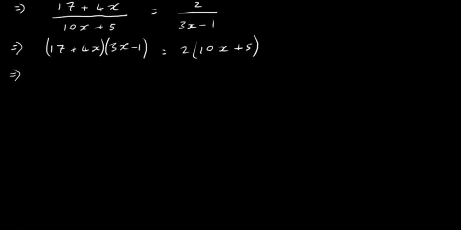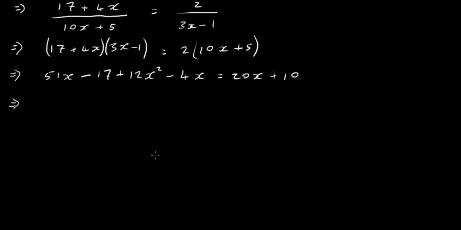Just a lot of algebra here, so I've got to multiply all this out. So let's see, 3x times 17 is 51x. 17 times minus 1 is minus 17. 4x times 3x, that's plus 3 4s are 12, and we have an x squared. And then finally plus times minus, 4x times minus 1 is minus 4x. On the right hand side here I've got, let's see, 2 10s are 20x. Then I've got plus 2 5s, 10.